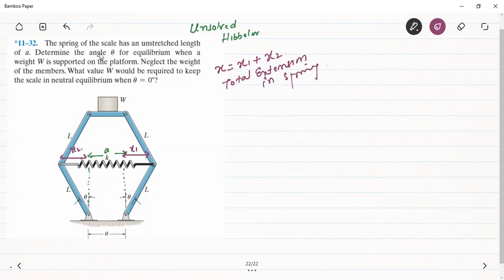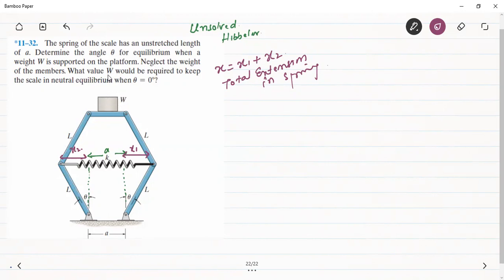Okay, determine the angle theta for equilibrium when a weight W is supported on the platform. You can see there is a box whose weight is equal to W. It's on the top of this link. Okay, neglect the weight of the members. We have to treat all these links to be massless. Only the weight has to be taken into account of this box.